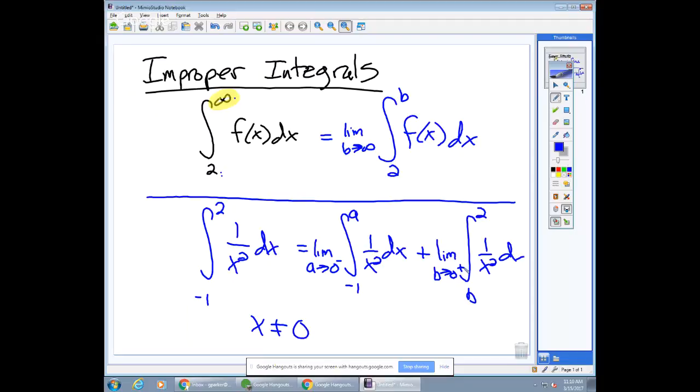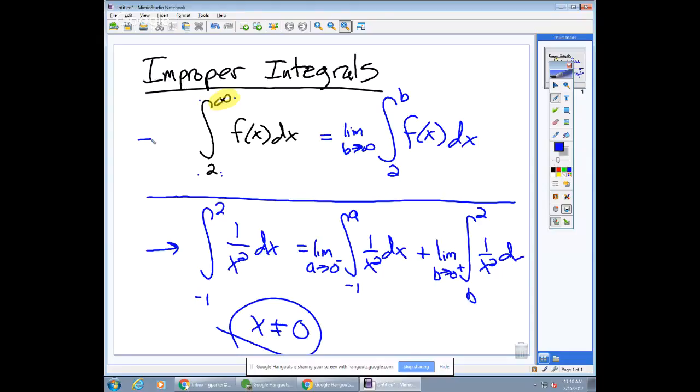So those are the two kinds of improper integrals we see. If we try to integrate across some undefined value, we have to break it and treat it as two separate intervals with dummy variables, or if we have infinity as one or both of the endpoints. Okay, so those are the two situations we need to deal with.